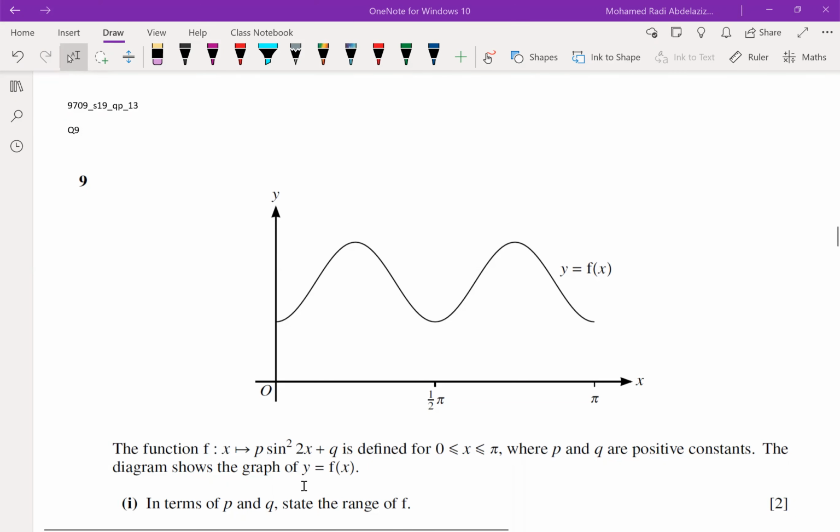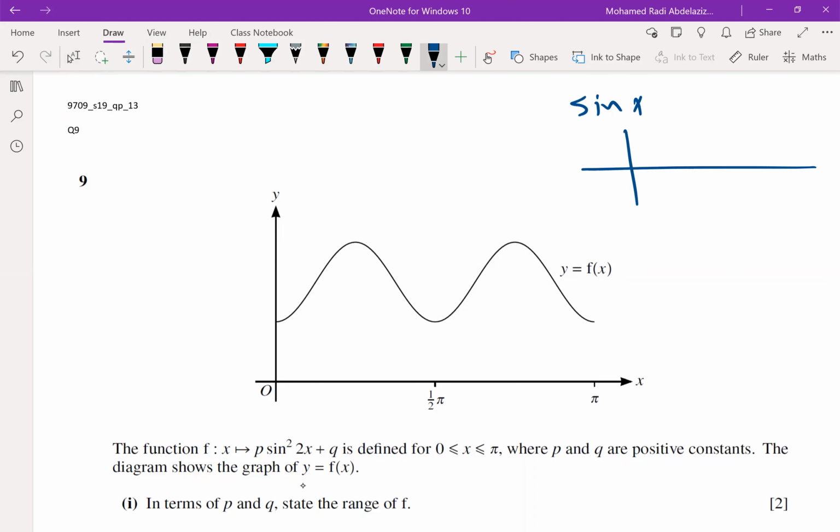Let's start first by revising the graph of sine x. Sine x from 0 to 2 pi will be like this, but from 0 to pi, only this part. What about sine squared? This is sine. If it is squared, this negative part will go up, because now it will be positive because of the power of 2. So this is the graph of sine squared.